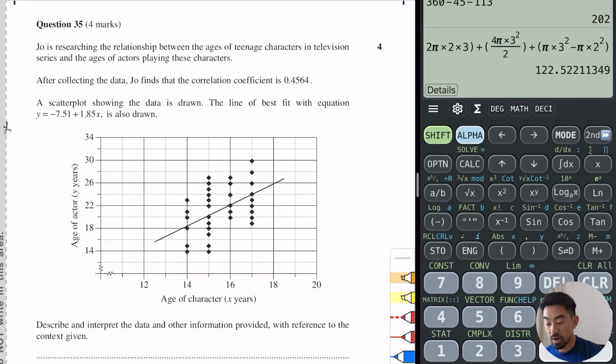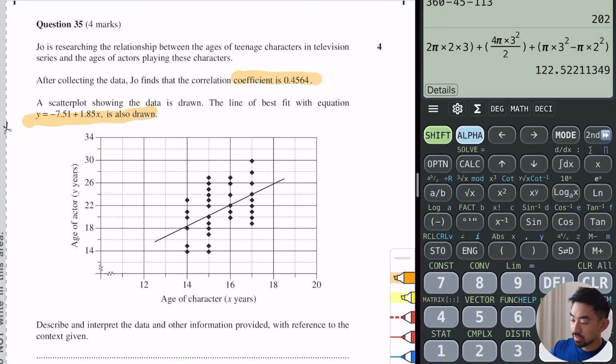Joe is researching the relationship between the age of teenage characters in television series and the age of actors playing these characters. After collecting data, Joe finds the correlation coefficient is 0.4564. The scatter plot showing the data is drawn. The line of best fit with the equation is also drawn. Describe and interpret the data and other information provided with reference to the context.